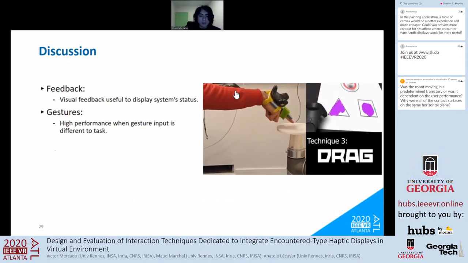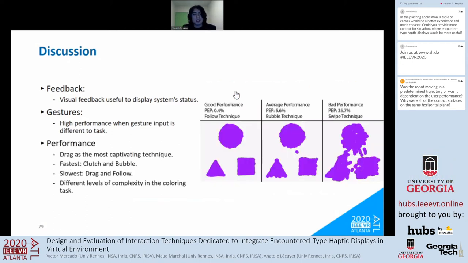So in matters of overall performance, we have to take into account, for instance, the complexity of the shapes. For instance, participants told us that coloring the triangle was always the hardest because of the edges, and coloring the circle was quite easy because there are no hard edges, and the square was neutral.